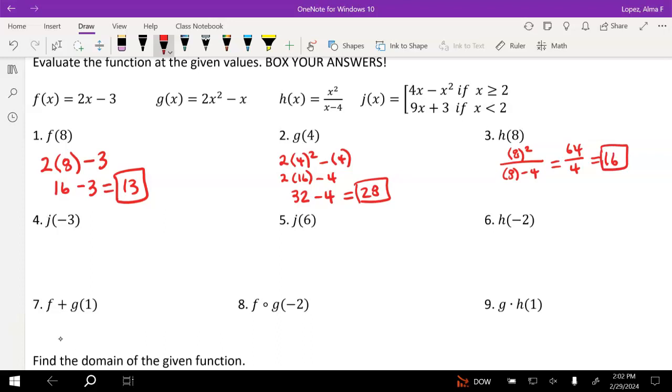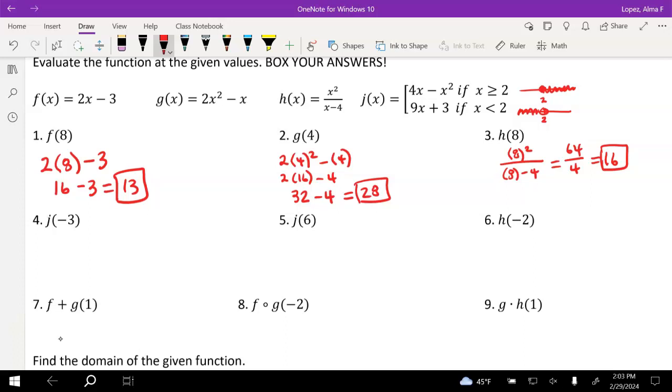For j of negative 3, now for function j, if you have a hard time figuring out which one to use, graph these inequalities at the end. The top piece we will use for any time we have a number that is greater than or equal to 2, because you get a solid circle at 2, and it goes to the right. So if it falls in that area, we're going to use the first part of the function. I can graph the second one at 2. We need an open circle. This one goes to the left. So if you have a number that is smaller than 2, but not equal to 2, we're going to evaluate it in the second piece.